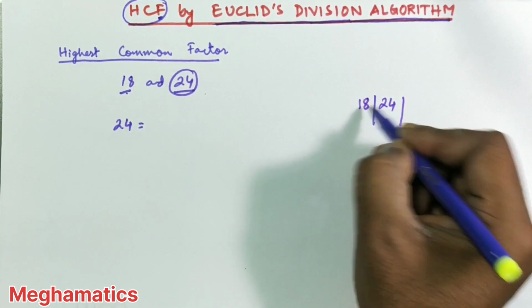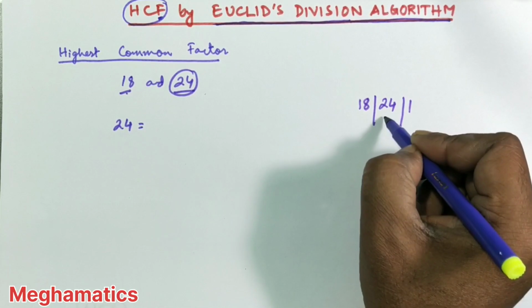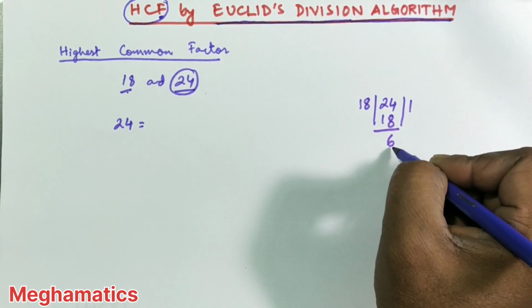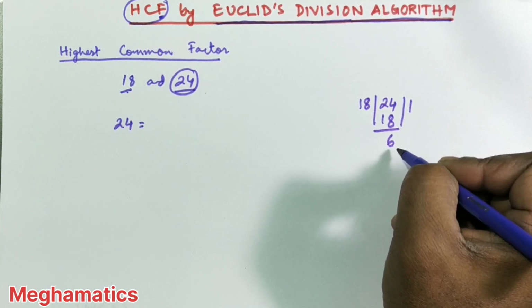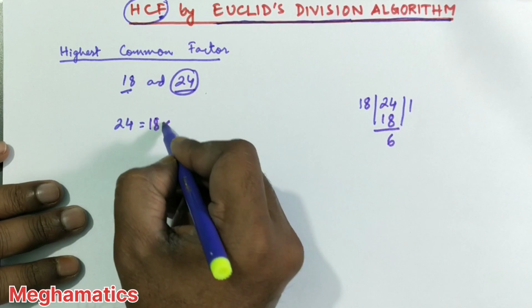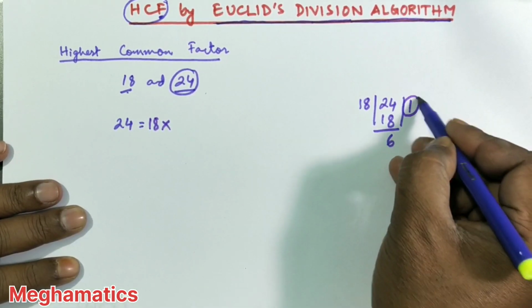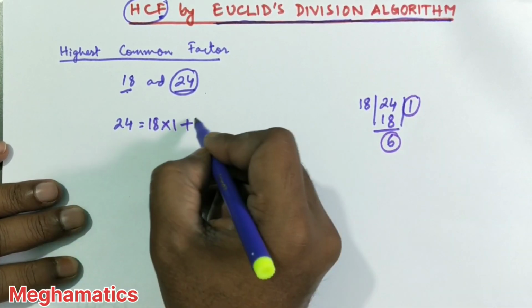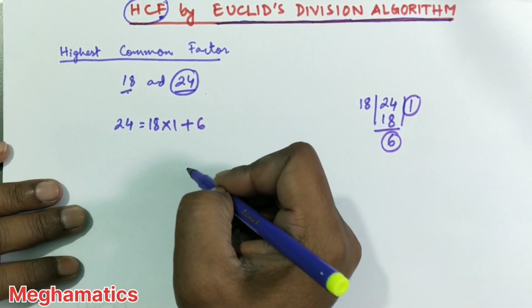So if we divide by the smaller number, we are getting 1 times here. So here is 18 and the remainder is 6. Since the remainder is not 0, we have to keep on doing. So here the smaller one we will have to write here, then into how many times we have got here, 1 time, so 1 here, then plus the remainder is 6. So 6 is coming as a remainder.